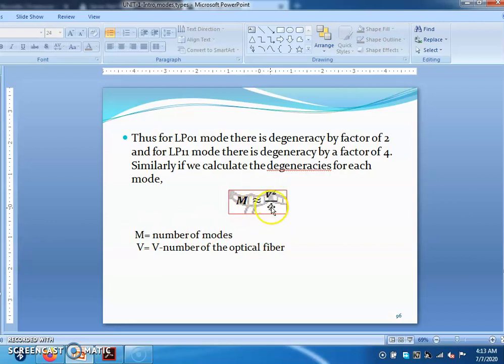M is equal to V squared by 2, where M is the number of modes and V is the V number of the optical fiber.